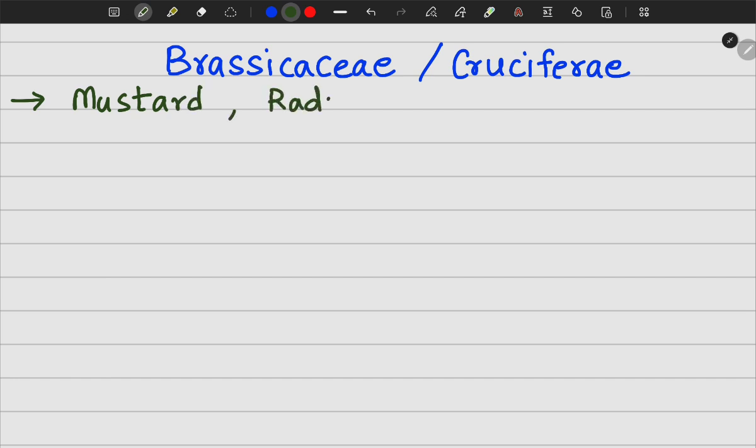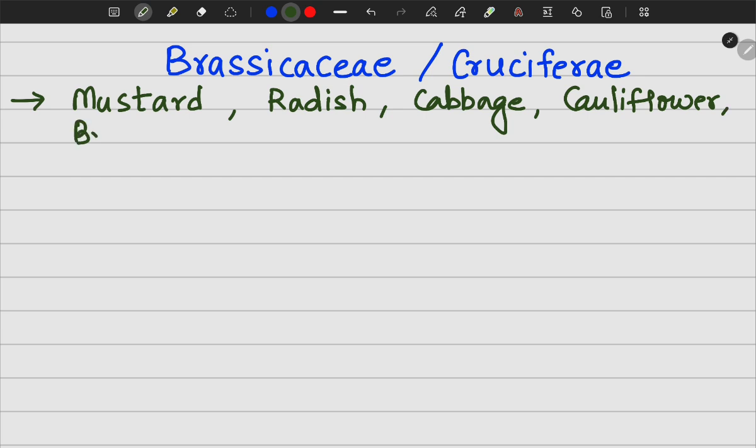Now, the important members of this family are mustard, radish, cabbage, cauliflower, and broccoli. These are some of the important members of the Brassicaceae or Cruciferae family.